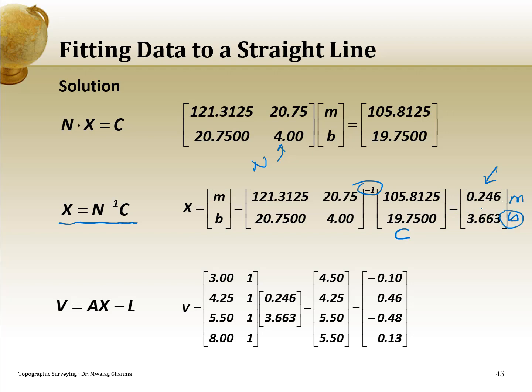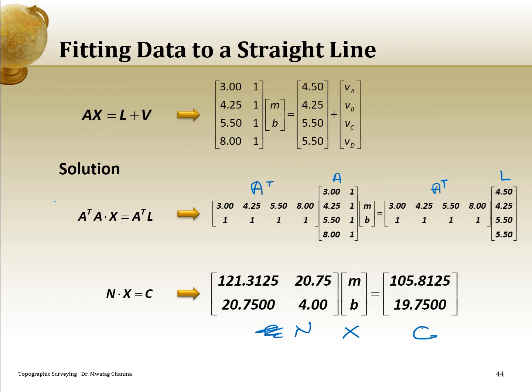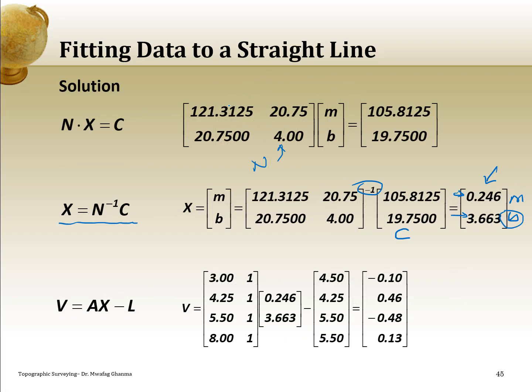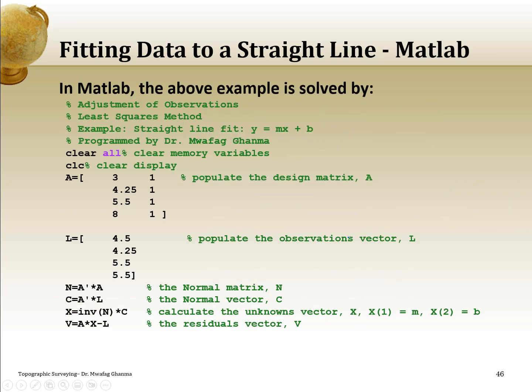How did we know this is m and this is b? Because in the A matrix, as you can see here, the first column was the coefficient of m, and this is the coefficient of b. So that's why we know that when we get the vector, the first value is for m. You can switch them and switch the coefficients, and then b will be first. So it will follow the order that you have used from the beginning.